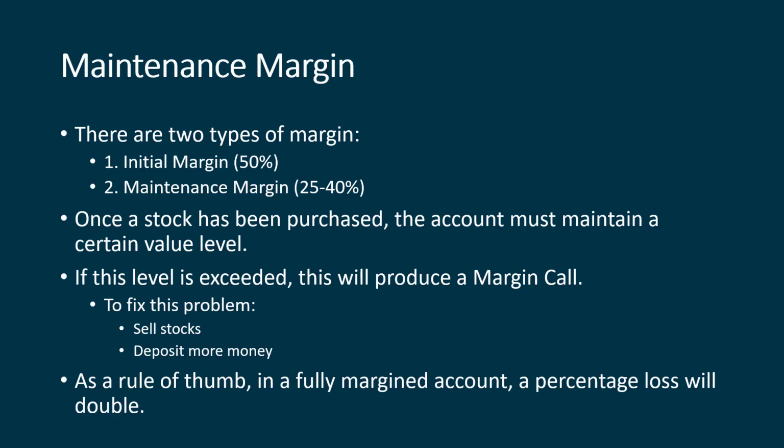As a rule of thumb, in a fully margined account, so you put in $10,000 and then you went out and bought $20,000 worth of stock, a percentage loss will double. If the stock goes down 10%, your loss is going to be 20%. If it goes down 30%, your loss will be 60%. That's in a fully margined account. And if you want to avoid that, don't borrow as much. So a 5% decline will result in a 10% loss. And these things can get out of hand really quick.